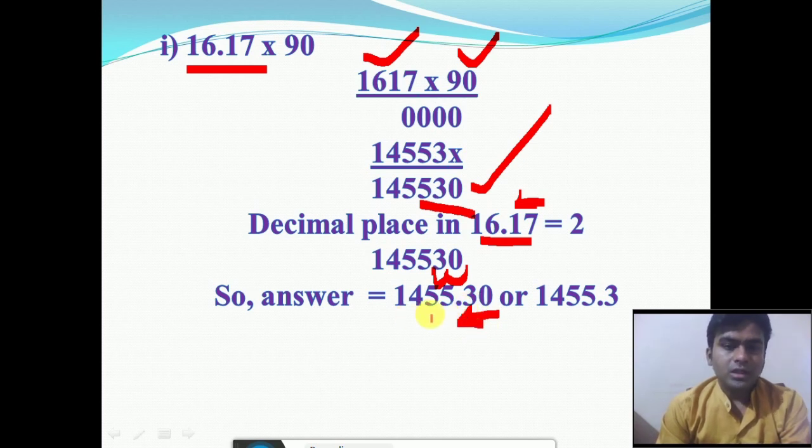So 1455.30, or we can write 1455.3. We can remove this 0, or we can keep the 0 also. So I hope you understood this first question of the 3A exercise.